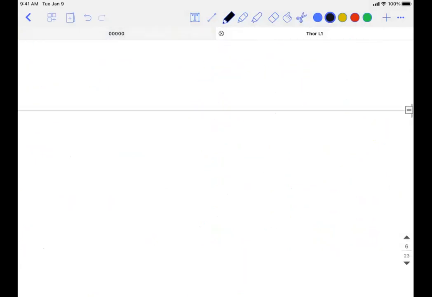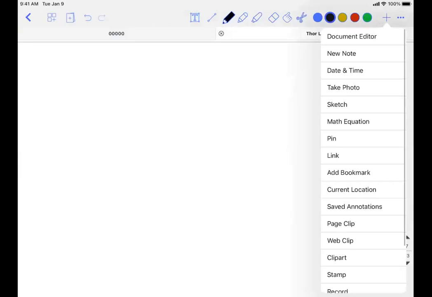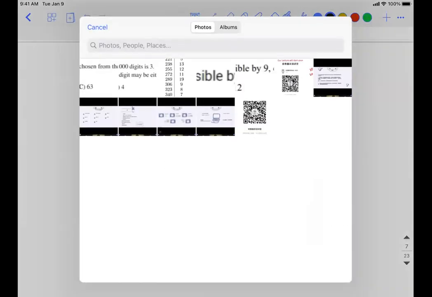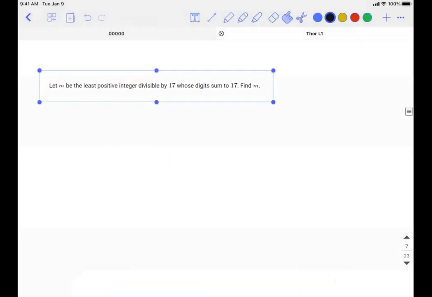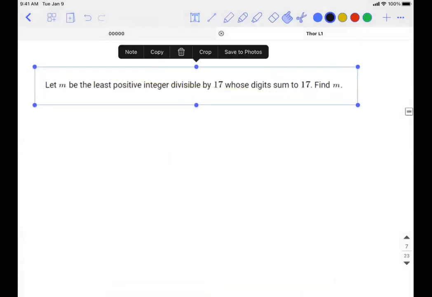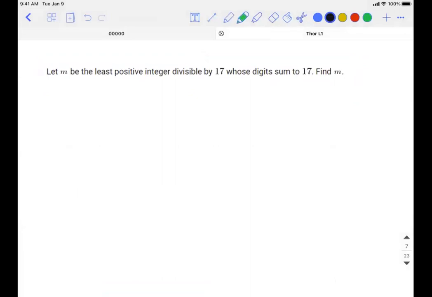Let's go for an American problem. Previously it was Canadian. Let's go for an American problem. This is a problem that comes from 2015 AIME 2, question number 3.